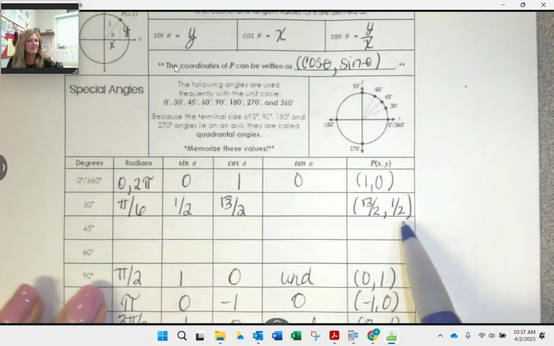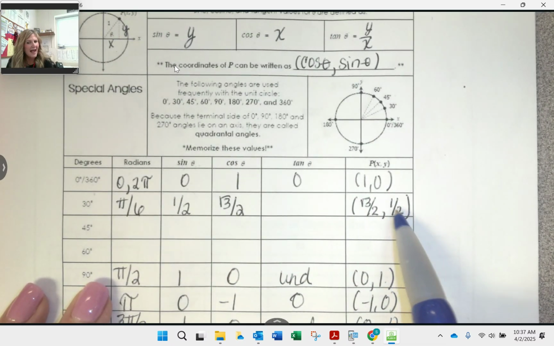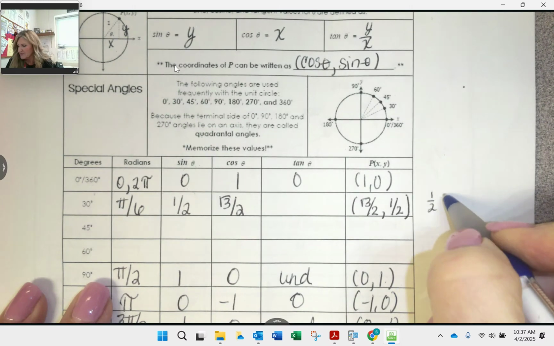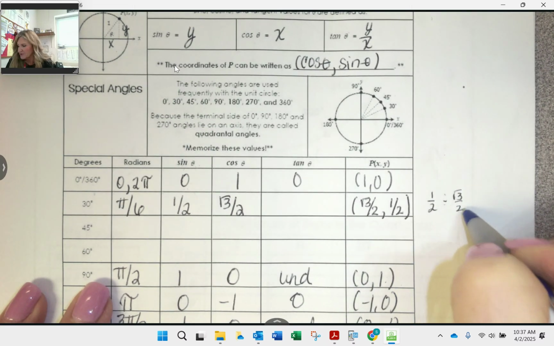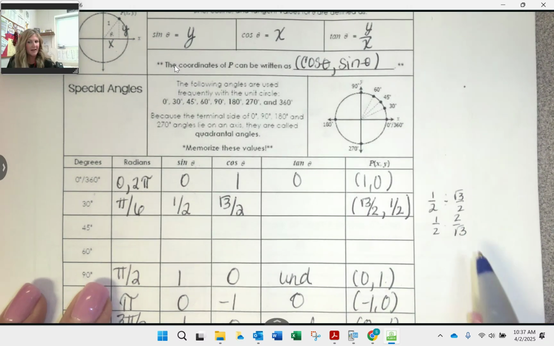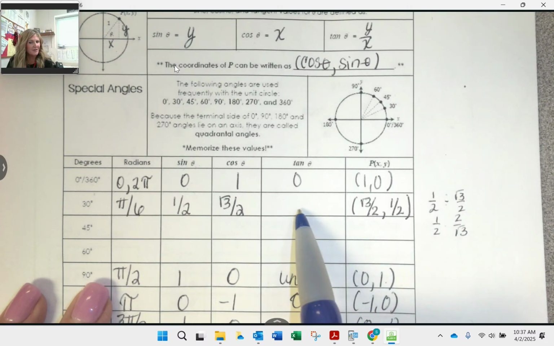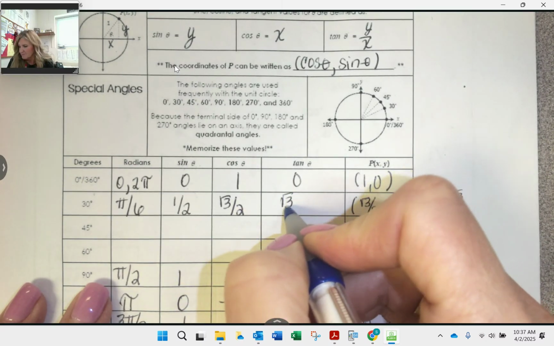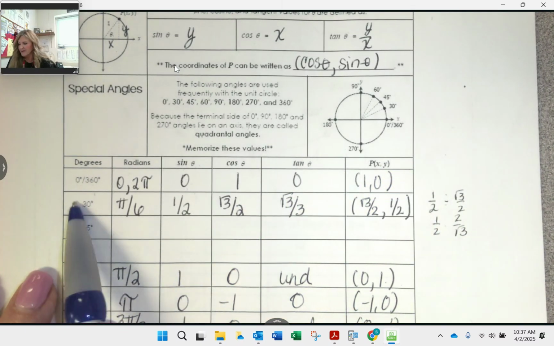Now this is challenging, but guys think. 1/2 divided by radical 3 over 2. 1/2 times 2 over radical 3. So that's going to be 1 over radical 3. Can you think of what that would end up being? Good. Okay, so we got that all filled out.